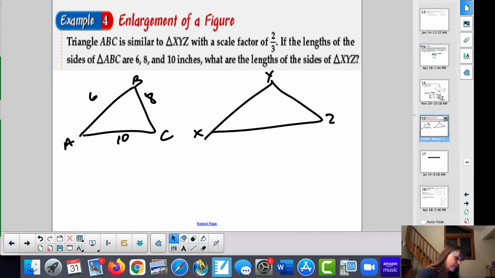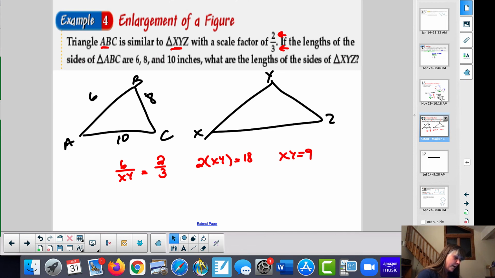So if I want to find side XY, I know that AB, according to the similarity statement, corresponds with XY. So I have 6 over XY, and then we have 2 to 3, where ABC goes with the 2, and XYZ goes with the 3. So 2 to 3. I can cross multiply those and get XY equals 9. I can do that for each side.